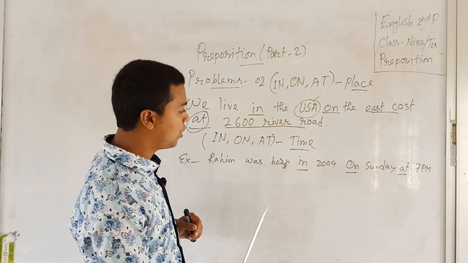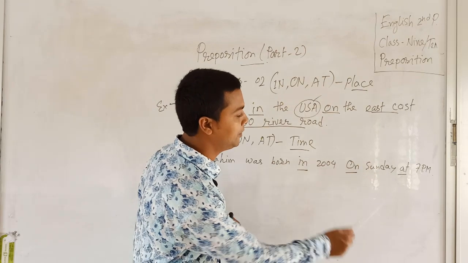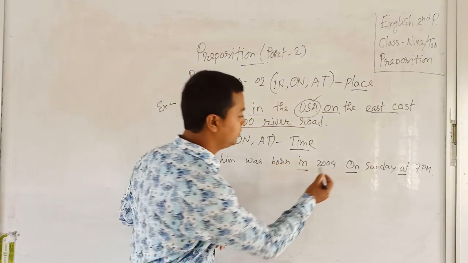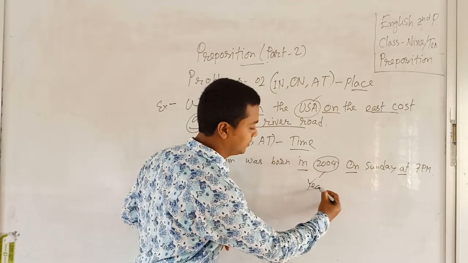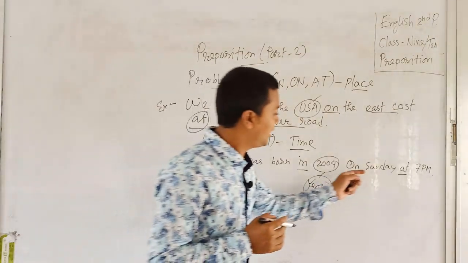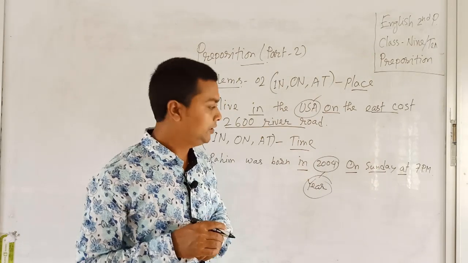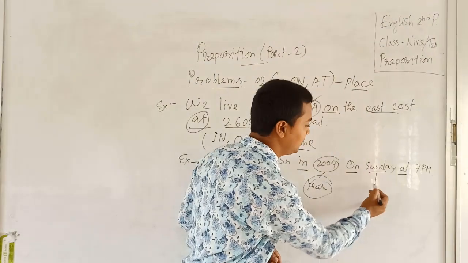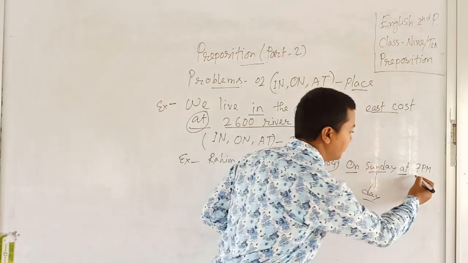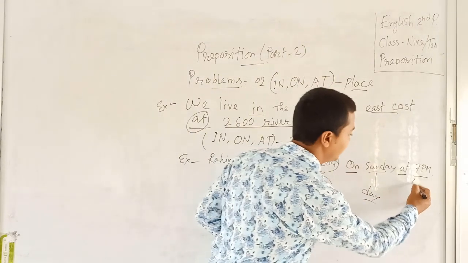Rohim was born in 2004 on Sunday at 7 p.m. What can you see in the sentence? Born in its year. It is big time, you know. Sunday, it is a day. We know everybody, day is smaller than year, and 7 p.m. is a definite time.